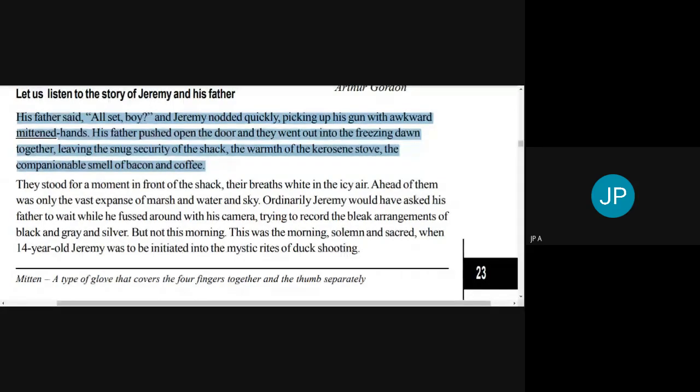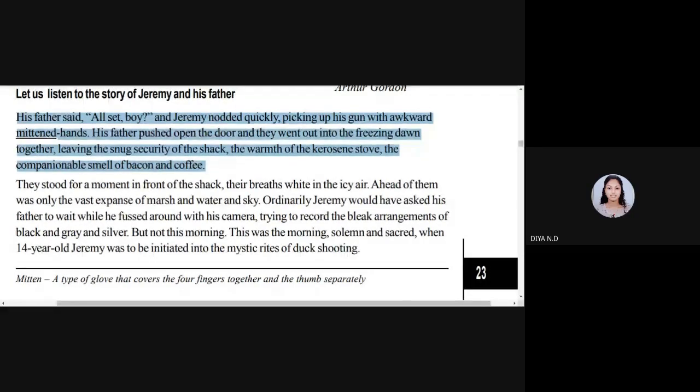Okay. Anyone else can read the next paragraph? Please read. Anyone can read, please read.